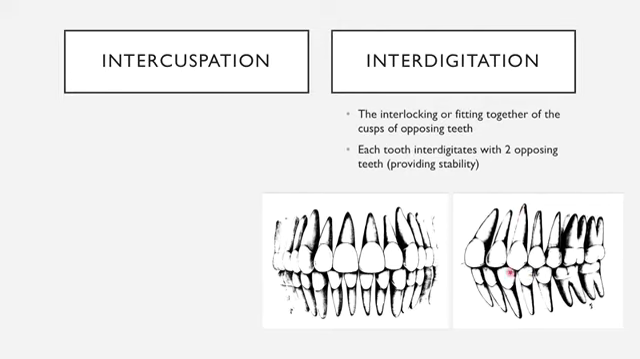Because this canine occludes with two teeth on the bottom arch instead of one tooth, it really helps provide stability and kind of taking away that occlusal pressure that you feel whenever you bite down.